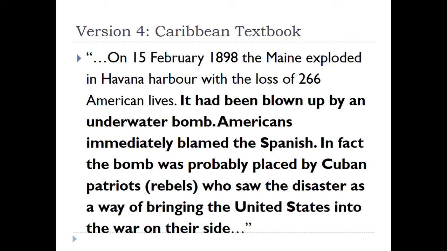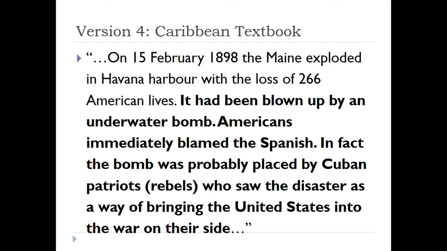There's one more version. This is a textbook that comes from the Caribbean, from several different islands in that area. What they say is, the ship had been blown up by an underwater bomb. Americans immediately blamed the Spanish, but in fact, the bomb was probably placed by Cuban patriots, these Cuban rebels, who saw the disaster as a way of bringing the United States into the war on their side. So now we have 4 different books and 3 different versions of it. The Caribbean book says, we think the Cuban people did this on purpose, so they could pull the U.S. into the war, just like Jose Marti believed, and help themselves get rid of the Spanish.